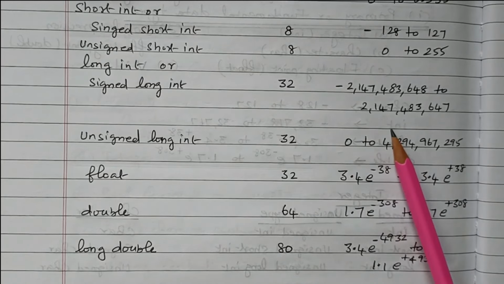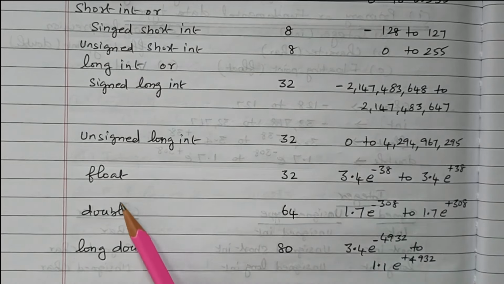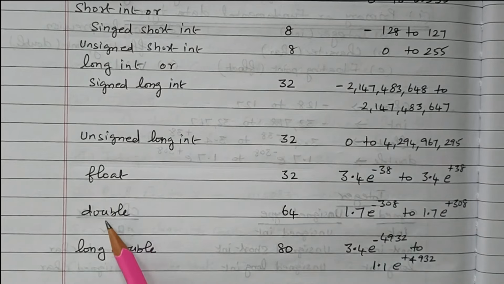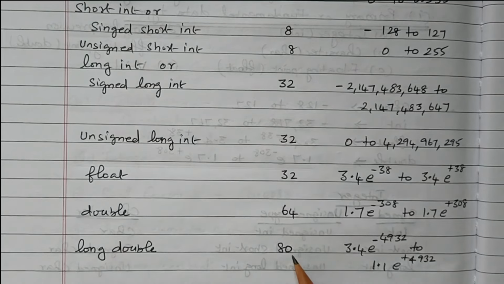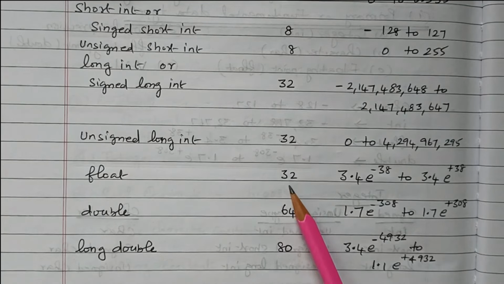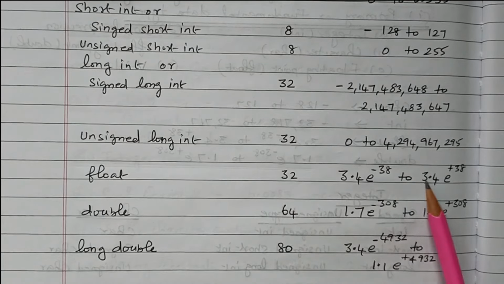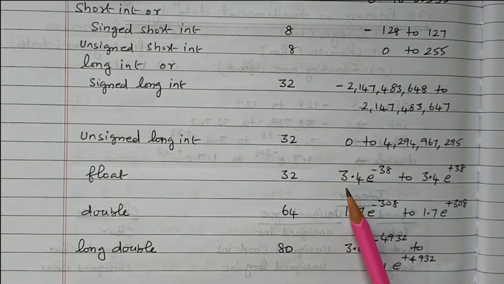So far we discussed character and integer. Floating point is also available: float, double, long double. See, the ranges keep increasing: 32-bit data, 64-bit data. So 2 to the power 32, the data available is split into 2 because of signed.